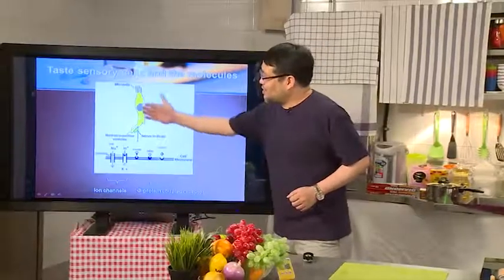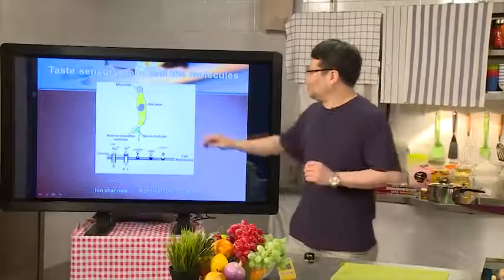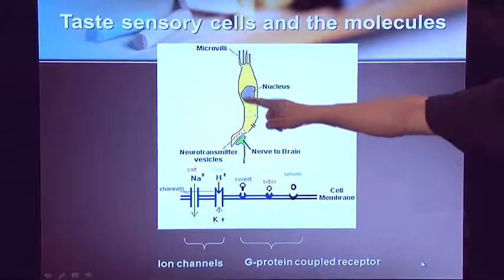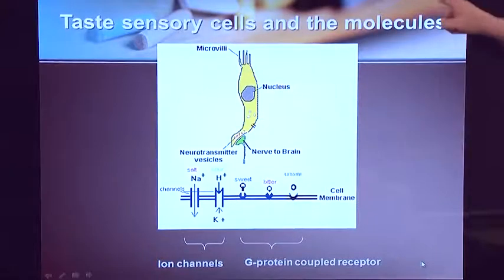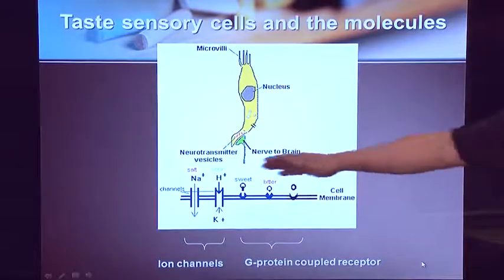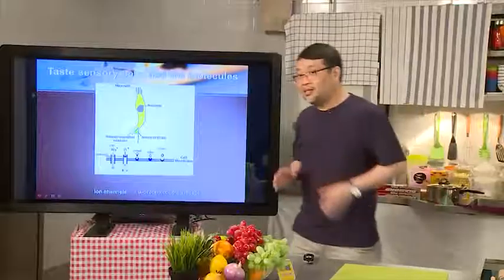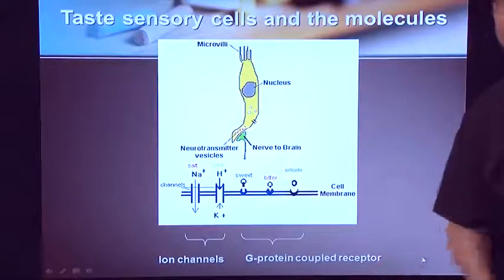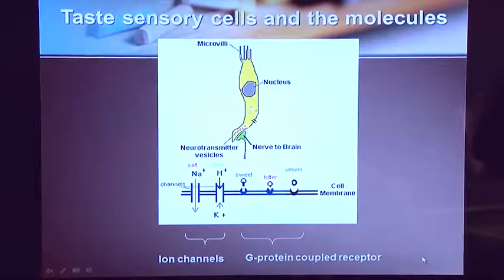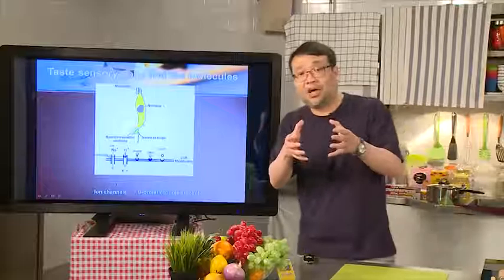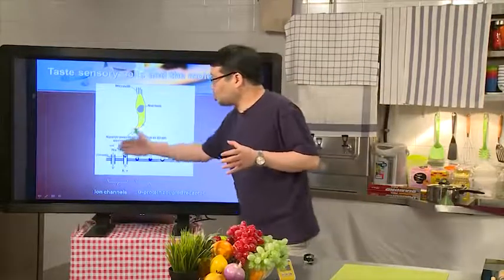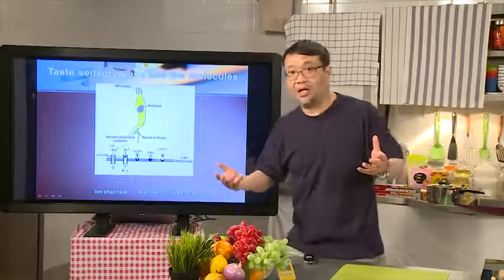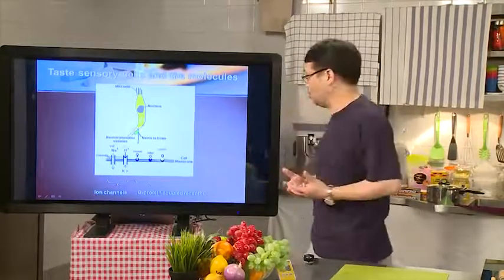In the sensory cell, in the taste bud, they have a lot of microvilli up there. On this microvilli, they have a lot of receptors. These receptors can be generally classified into 2. One of it, we call the ion channels. Basically, there's a channel sitting on the surface of a cell. Whenever there is any salt or hydrogen ion, they come through it. They would depolarize the cell, and therefore, it triggers the firing of this neuron.